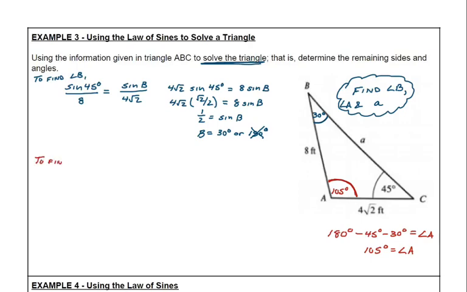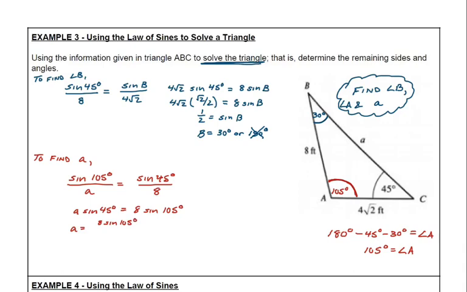So my setup would be sine of 105 degrees over A is equal to, and then you could pick which angle and which side you want to use. I'm going to use the two given sides and angles, or 45 degrees and 8 feet. You could use 30 degrees and 4 root 2 feet. That works too. But I'm just going to use those. So solving for A, I would get A sine of 45 equals 8 sine of 105. Divide both sides by sine of 45.